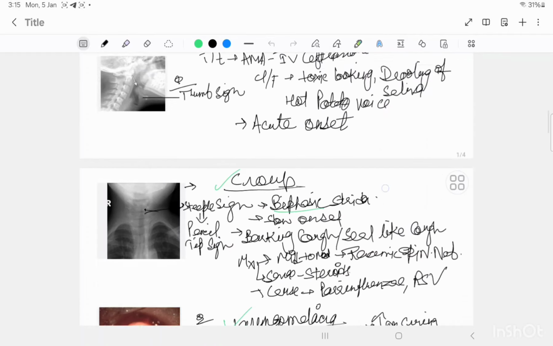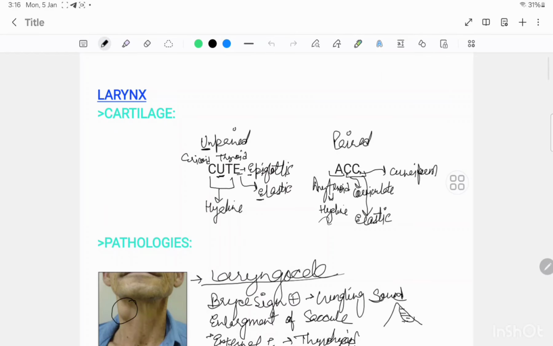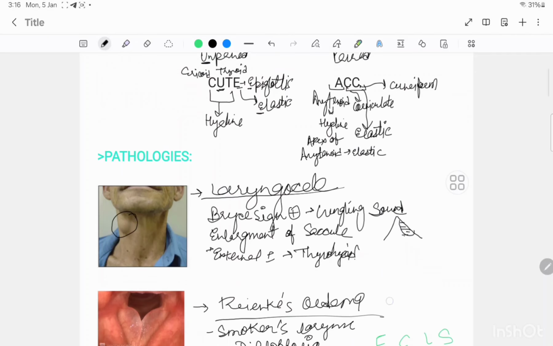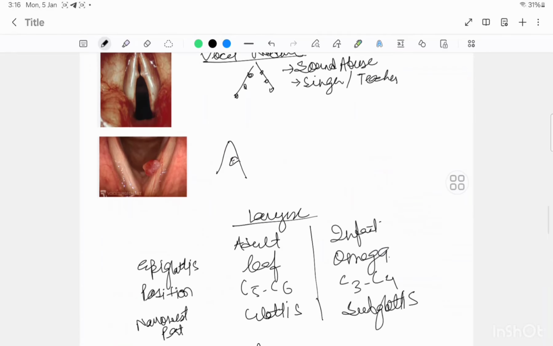And one thing I forgot to tell, that the apex of the arytenoid is elastic. This is the exception. Apex of arytenoid is elastic. So this is it. This is vocal polyp.